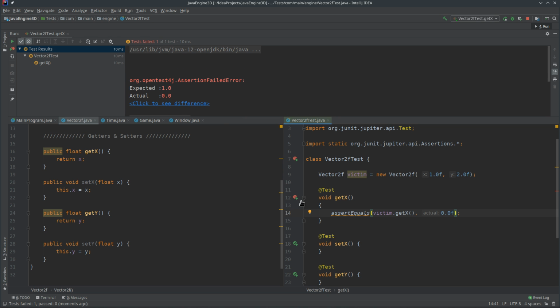There we go. That comes up. Good. Assertion failed error. Expected 1, actual 0. Click to see difference. This is how we generate tests. We use asserts to make sure that the functions that we are writing give us the correct values. And that's the whole point to this. So actual expected equals 1. And that's not what it got.